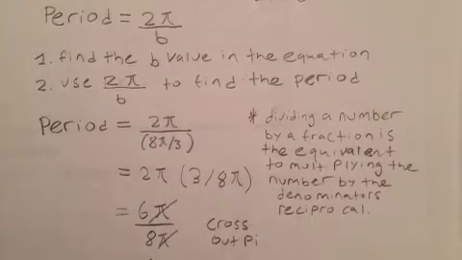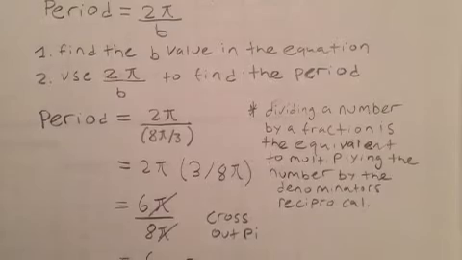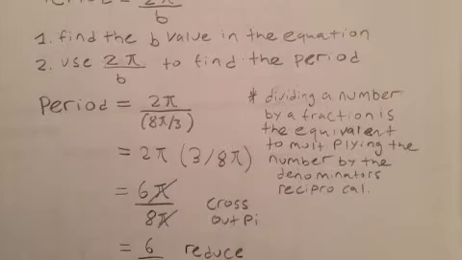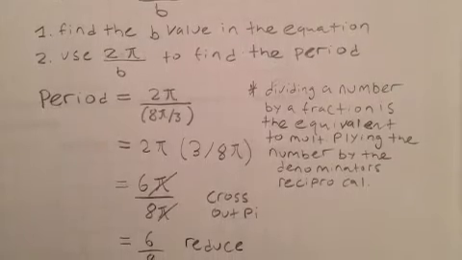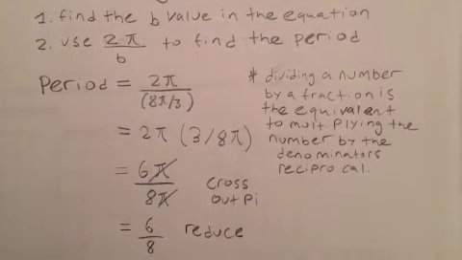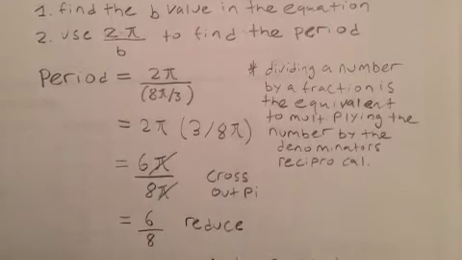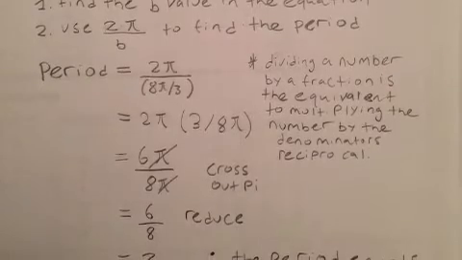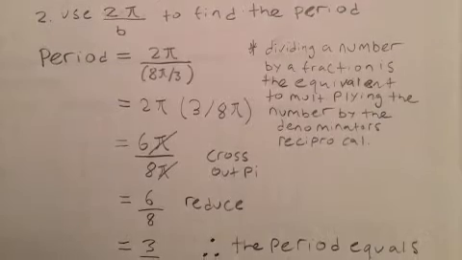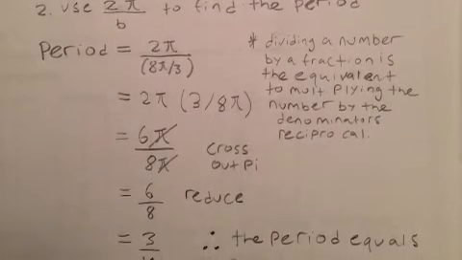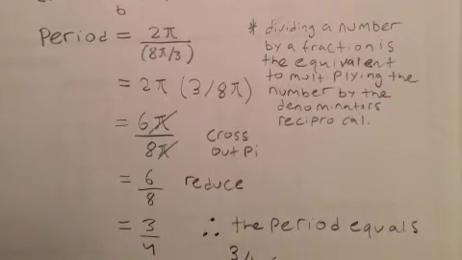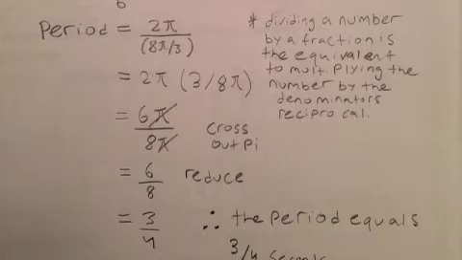In this case, you must divide 2 pi by 8 pi over 3, and dividing a number by a fraction is equivalent to multiplying a number by the fraction's reciprocal. So 2 pi times 3 over 8 equals 6 pi over 8 pi. After having 6 pi over 8, you must cross out the pi's from the numerator and the denominator and then reduce the fraction from 6 over 8 to 3 over 4.